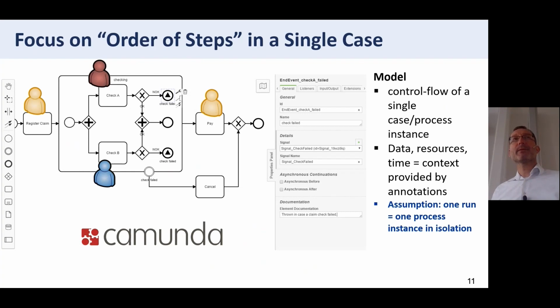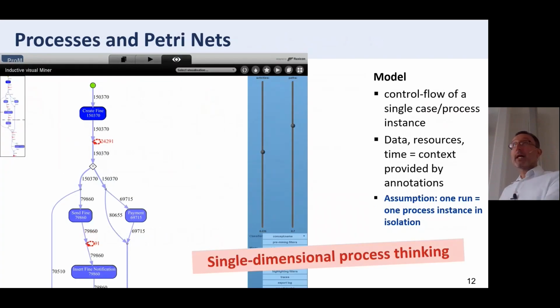Right? We have the case, right? So in process mining, we extract data regarding a single case identifier, and that's what we do. And this is what we exploit in process mining. I call this single-dimensional process thinking. And you think, okay, what other dimensions are there?